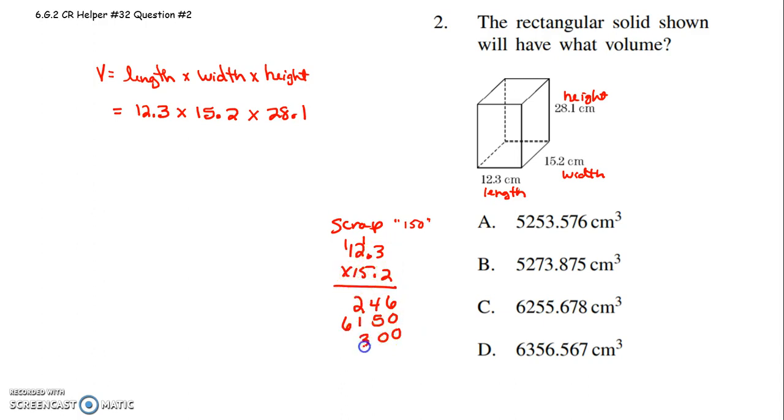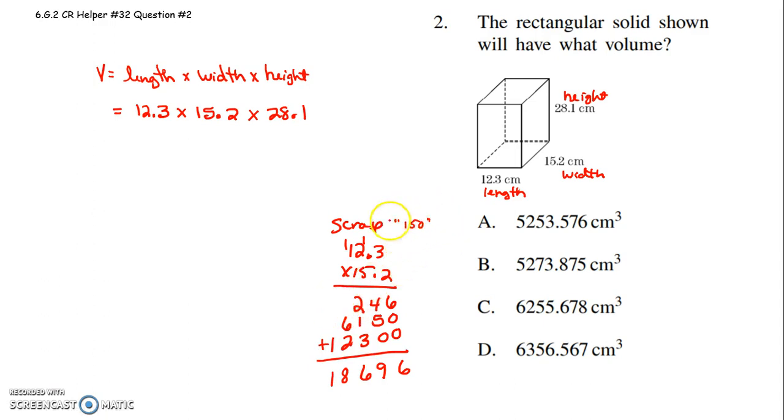1 times 3 is 3. 1 times 2 is 2. 1 times 1 is 1. We're going to add those all up. 6. 4 and 5 is 9. 2 and 1 is 3, and 3 is 6. 6 and 2 is 8. And there we have a 1. So you're looking here and it looks like 18,696.